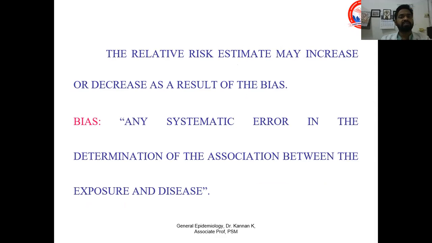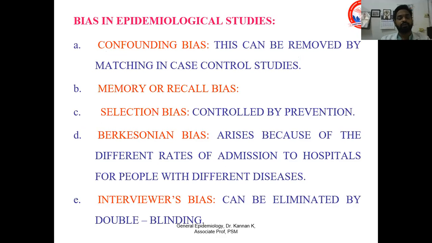The relative risk estimate may increase or decrease as a result of bias. Bias is nothing but any systematic error in the determination of association between the exposure and the disease. Bias is nothing but systematic error. So bias has a major impact in case control study, and in fact this is a drawback of case control study.